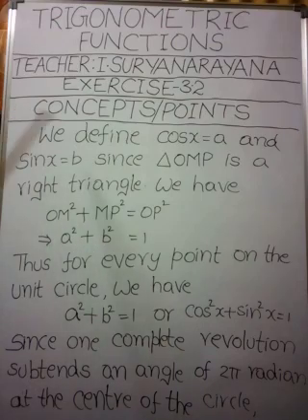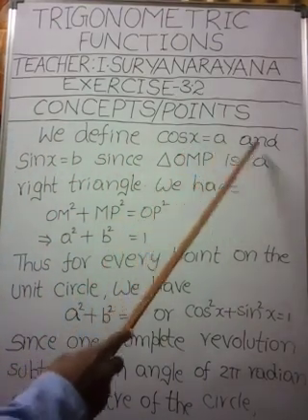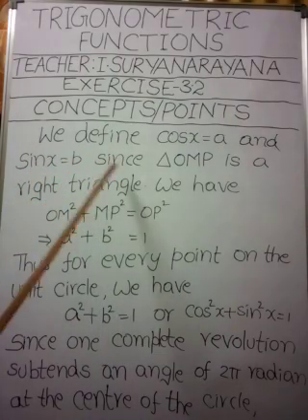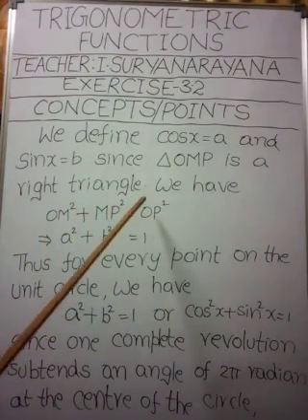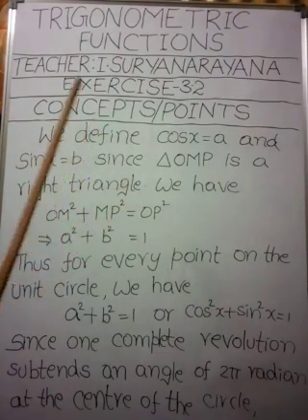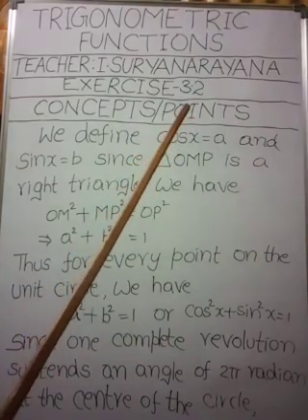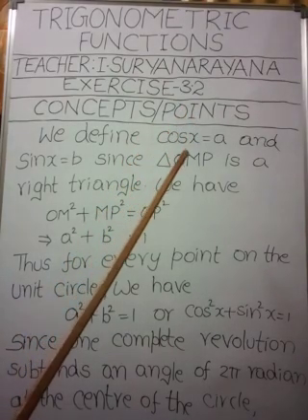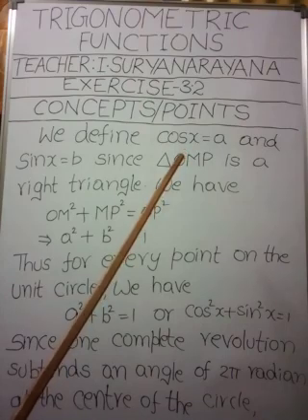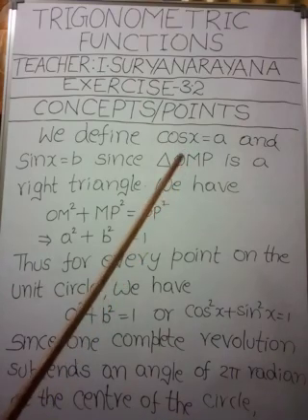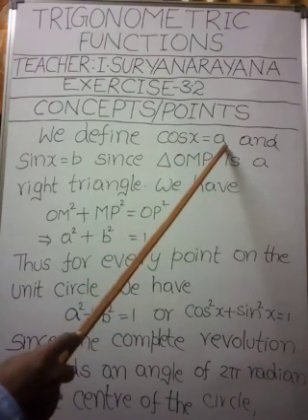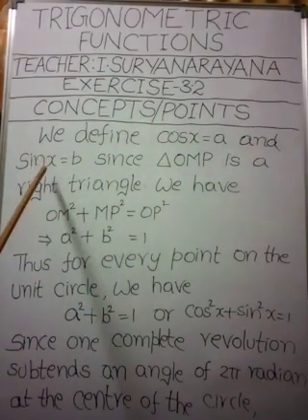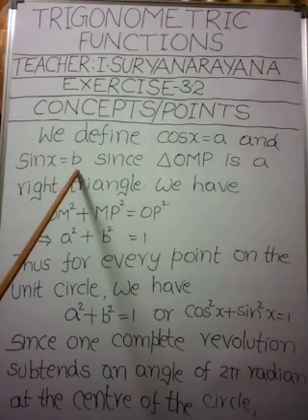We define cos x is equal to a and sin x is equal to b, since triangle OMP is a right triangle. In earlier class, you studied cos x is equal to adjacent side by hypotenuse. Similarly, sin x is equal to opposite side by hypotenuse. By using that formula, we get cos x is equal to a by 1, which means a only. Similarly, sin x is equal to b by 1, so finally we get b. Understood these two results, my dear children?